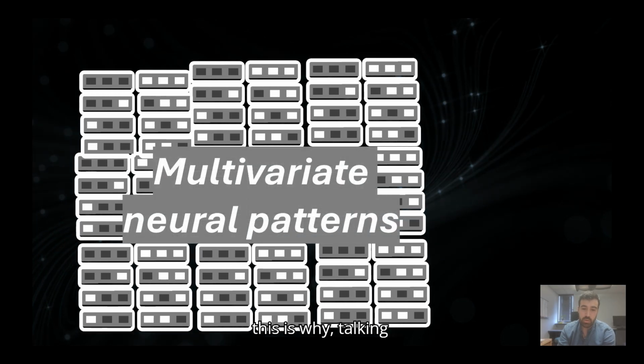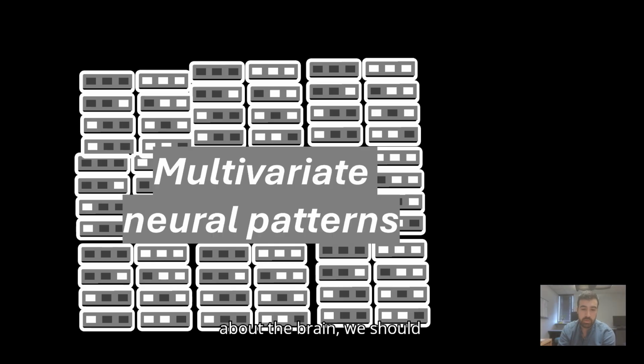This is why, talking about the brain, we should work with neural patterns, because these neural patterns in fMRI, EEG, MEG, intracortical arrays, in any kind of recording, provide this rich information, as you have seen, splitting more and clarifying the differences between 2 conditions, and also increasing the information.